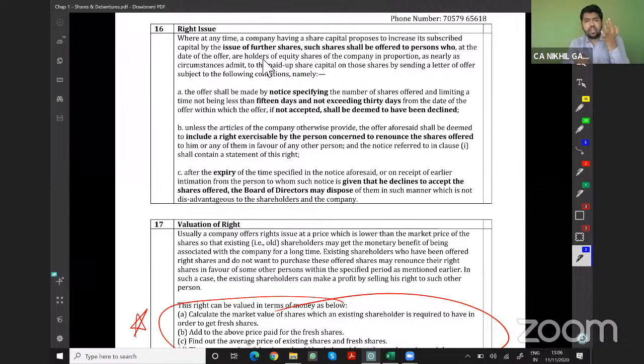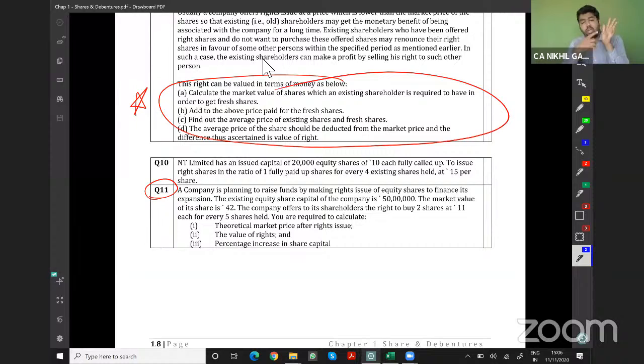In our current case, it was 5. So 5 into 42. Then we should understand for every 5 shares, the number of shares received over 2. So 2 into amount paid, which is 11, which is 2 into 11 comes to 22. We should add both the amounts and we find the average price. Average should be subtracted with the market price and we will get the theoretical price.